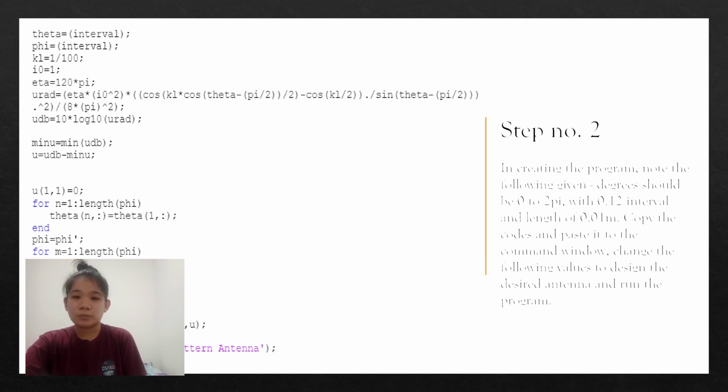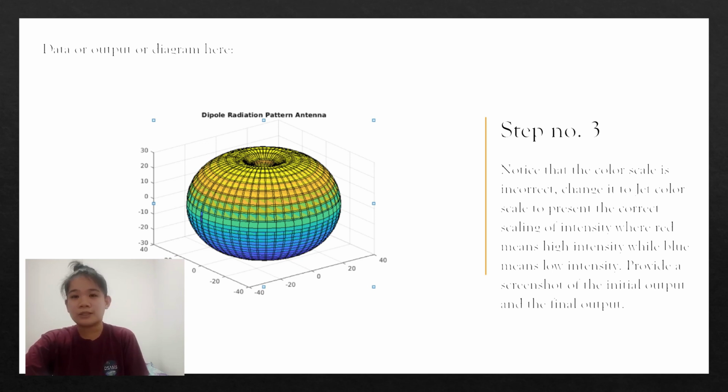As we run the program, step 3 suggests that the scaling of intensity of the initial output is incorrect. Therefore, we expect that in the data and results, the final output should represent the correct scaling of intensity, where red means high intensity and blue means low intensity.